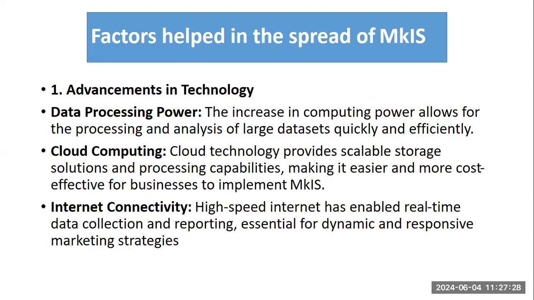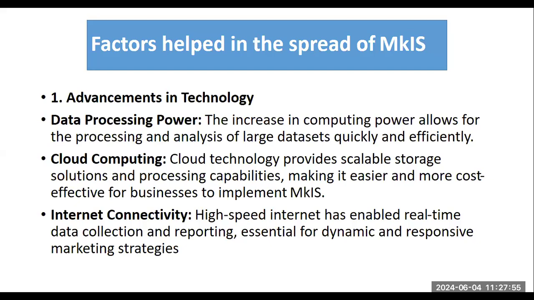And factors that helped in the spread of marketing information systems. Why is the marketing information system spreading fast? There are some factors which help the implementation of marketing information systems. One is the advancements in technology. Data processing power, cloud computing, and internet connectivity are the major aspects. Right, here you see the data processing. Advancement in technology, specifically data processing power.